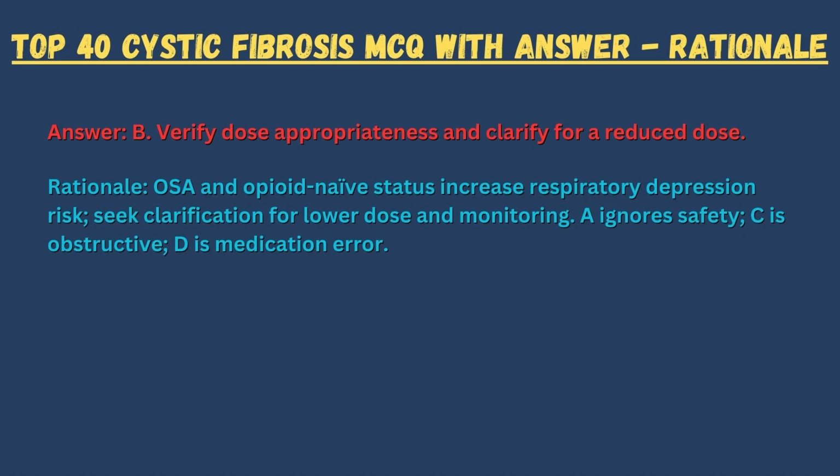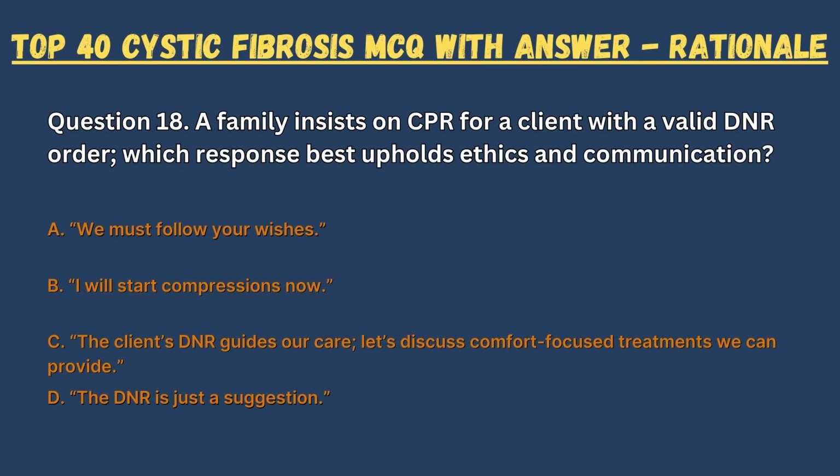Rationale: OSA and opioid-naive status increase respiratory depression risk. Seek clarification for lower dose and monitoring. A ignores safety. C is obstructive. D is a medication error. Question 18. A family insists on CPR for a client with a valid DNR order. Which response best upholds ethics and communication?